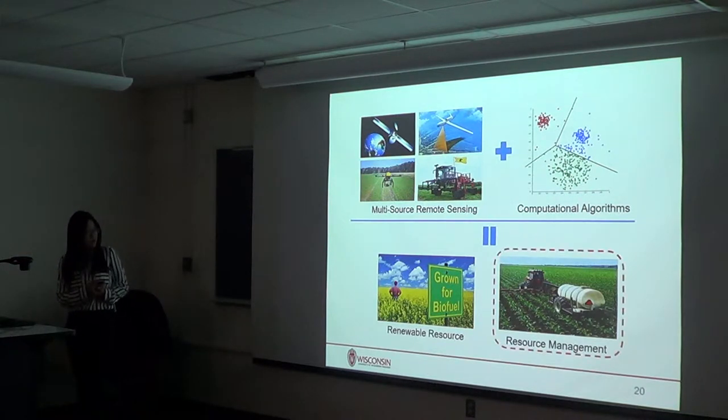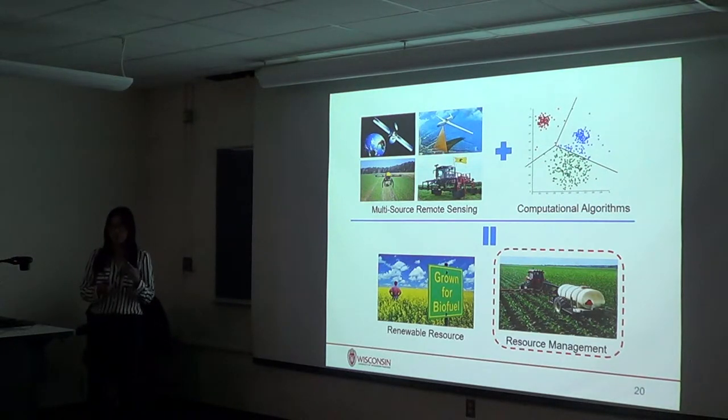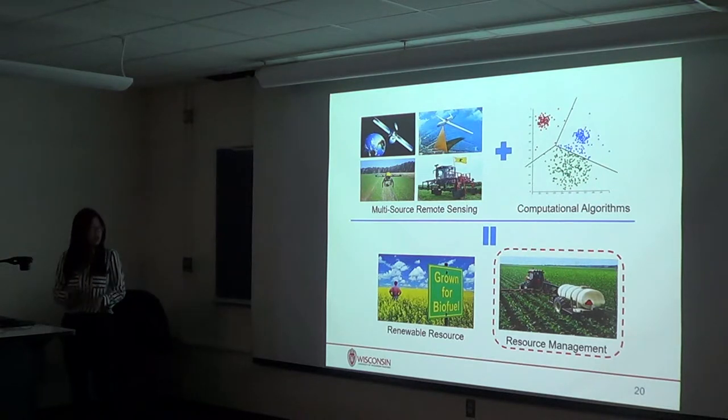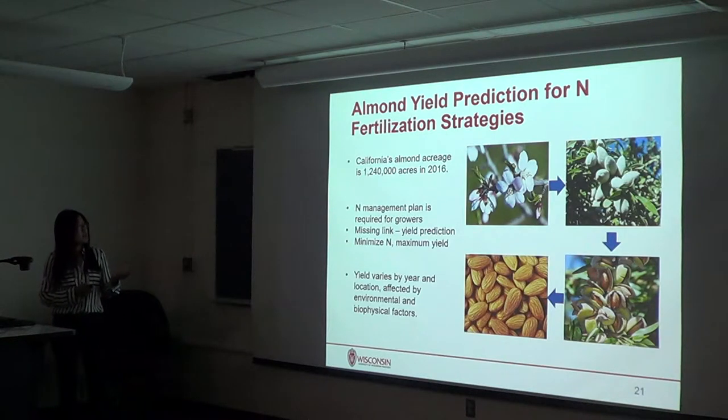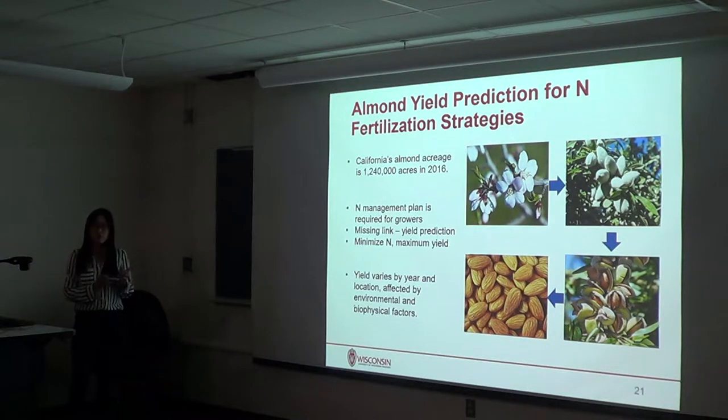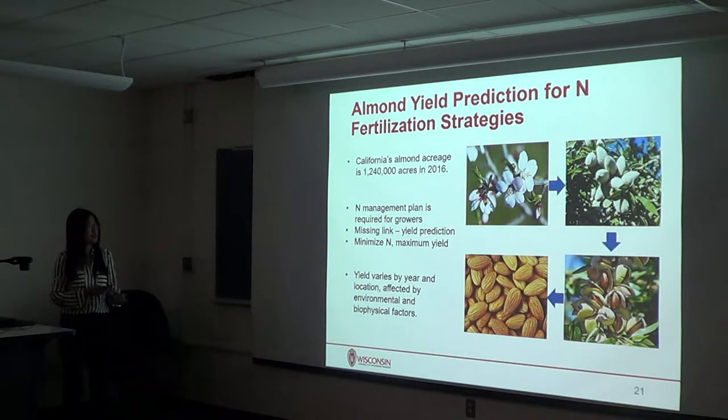Another example I want to talk about is resource management. We want to make more efficient use of resources, like less water and less nitrogen, but we don't want to lose the yield. This is a project I worked on when I was a postdoc at University of California, Davis. I developed a machine learning model to predict the end of season yield at an early season time. Almonds are typically harvested at the end of August, early September, but we want to know the yield in February and March. Based on this yield information, it can be incorporated into a nitrogen fertilizer calculator, and the growers will be able to use such information to manage their nitrogen.